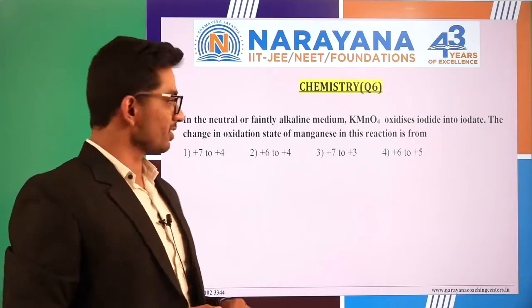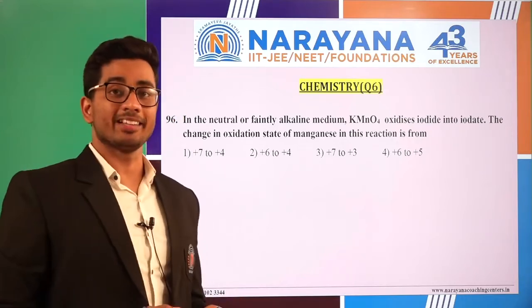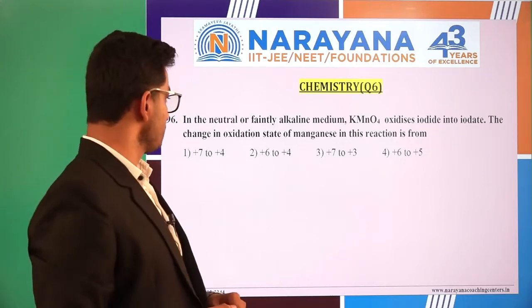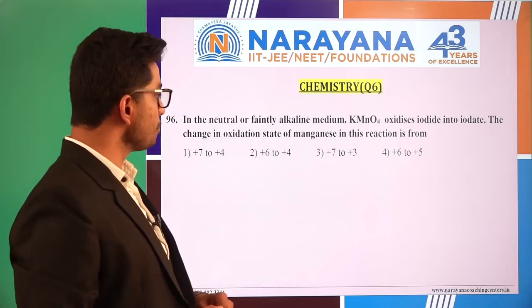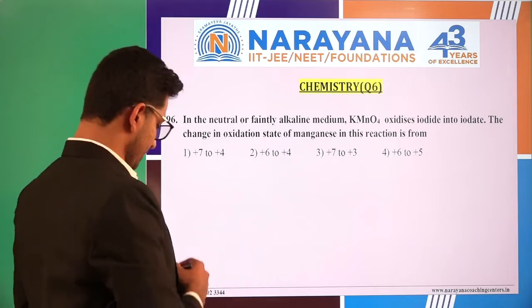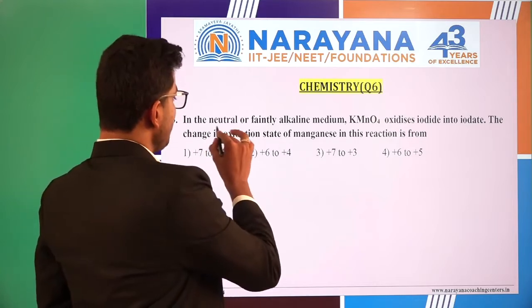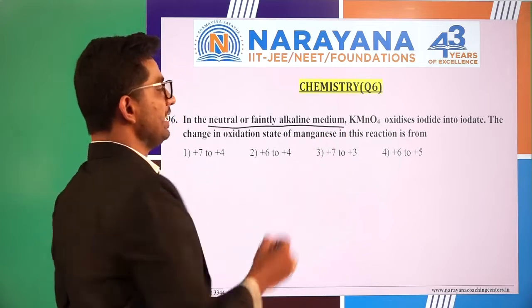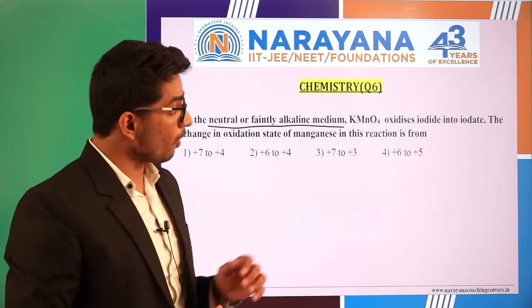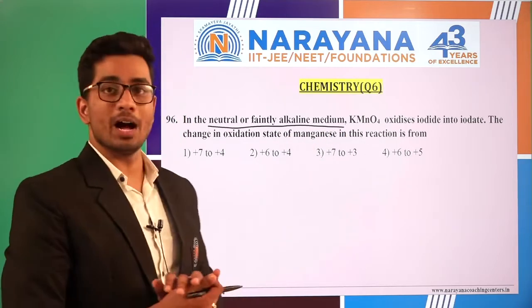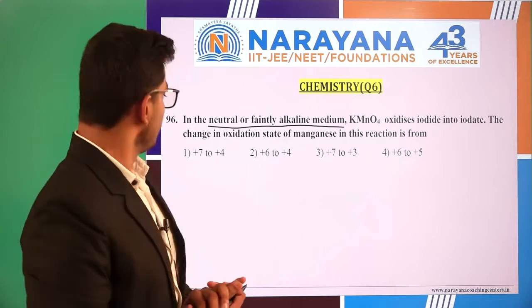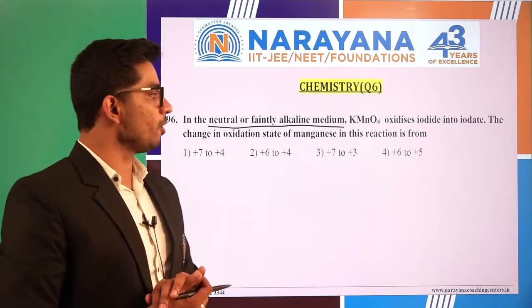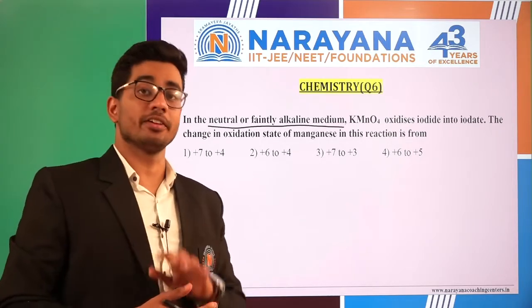We'll now be discussing our next question, that is question number 96. The question is, in the neutral or faintly alkaline medium, KMnO4 oxidizes iodide into iodate. The change in oxidation state of manganese in this reaction is from.